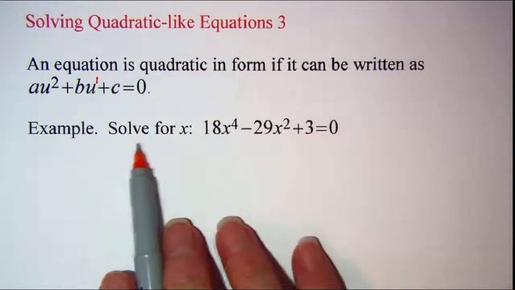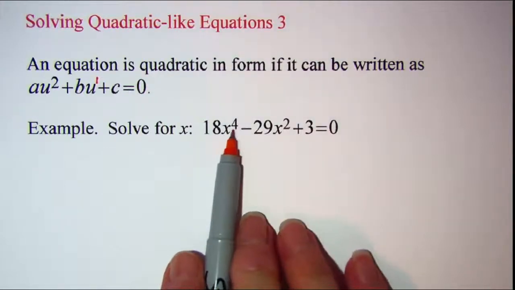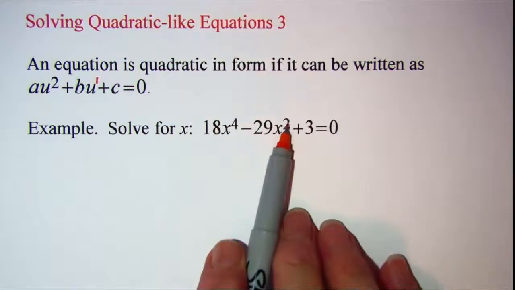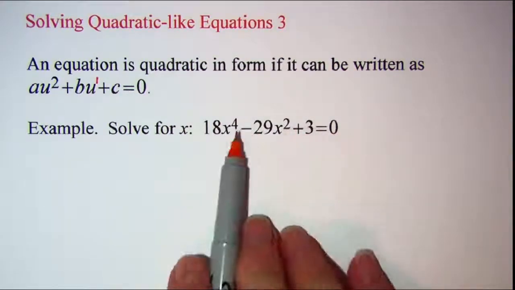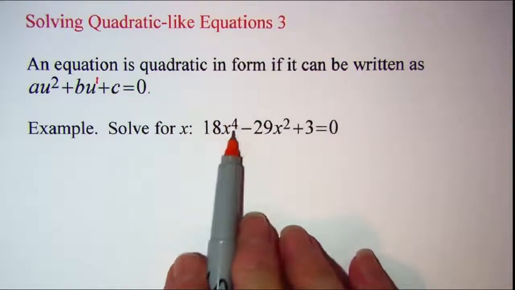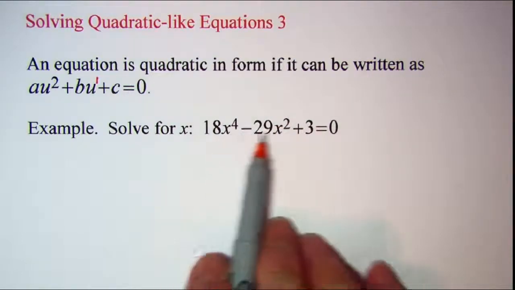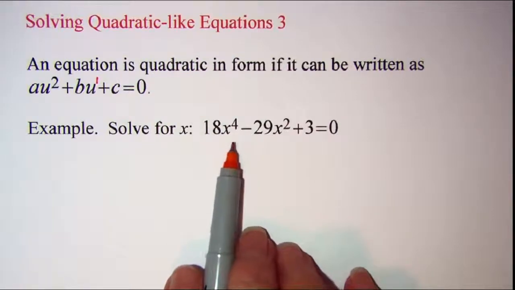So the problem that we're going to be solving is 18x to the 4th power minus 29x to the 2nd power plus 3 is equal to 0. And we can see that this highest power, 4, is 2 times as much as this next highest power. So this is quadratic in form. Now we could do u substitution.